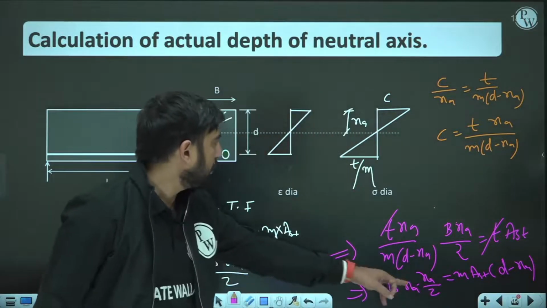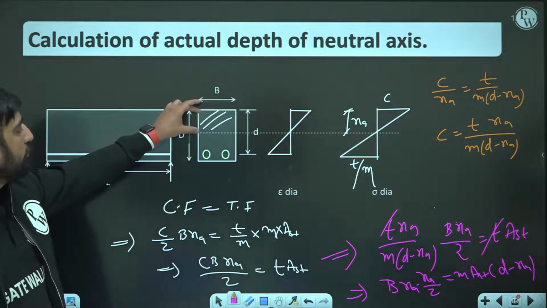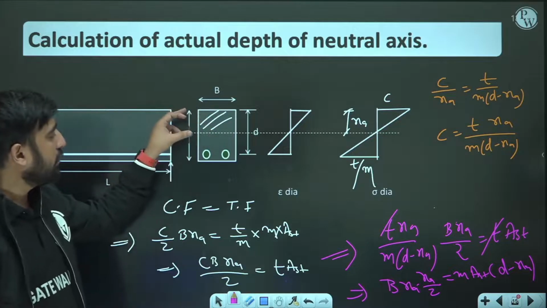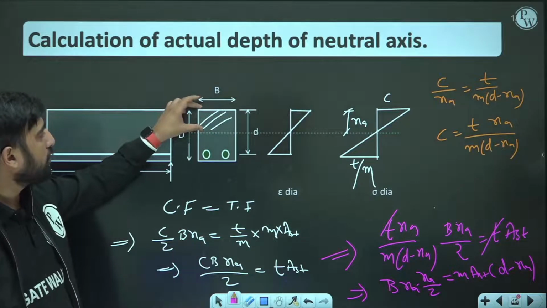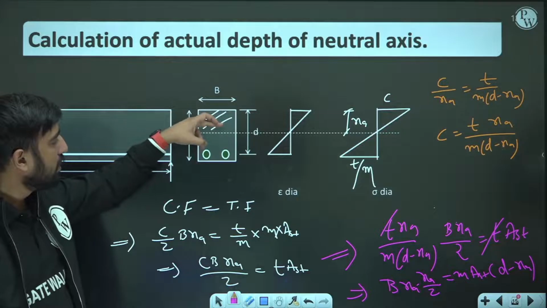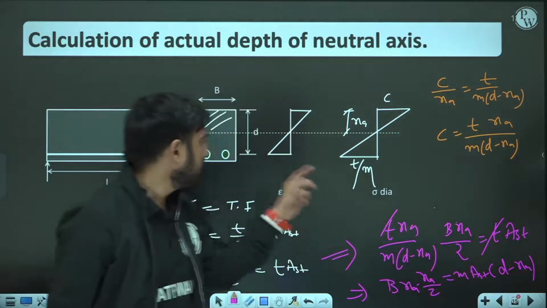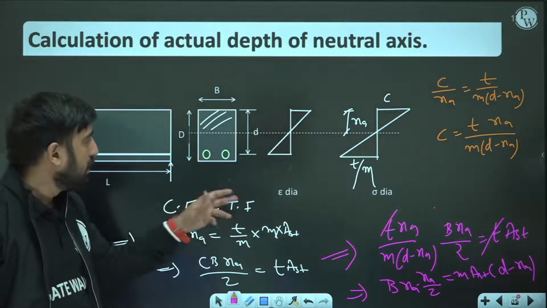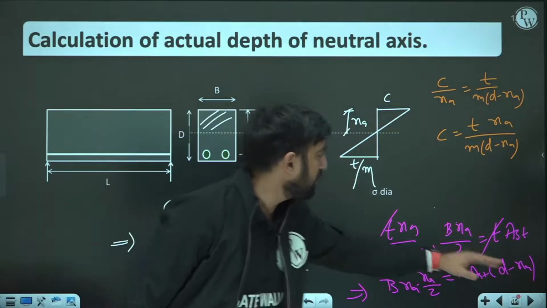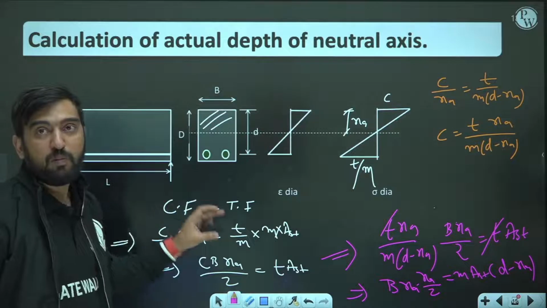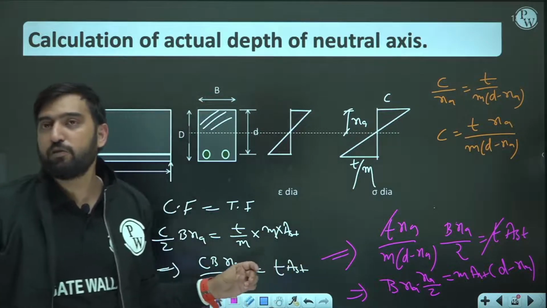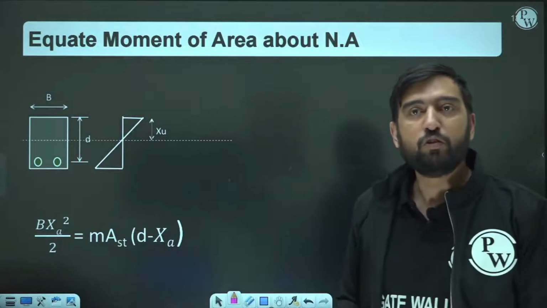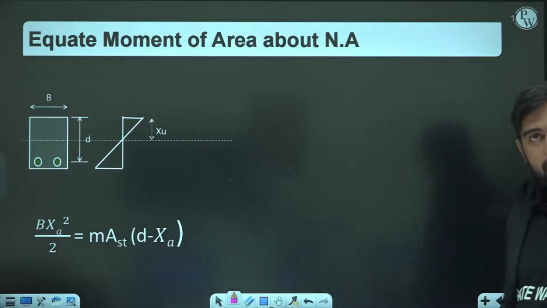What is B into XA? It is the area of the compressive zone. What is XA by 2? B XA into XA by 2 is the moment of compressive area about the neutral axis. Similarly, what is M times AST? It is the net concrete in the tension zone, which is the converted concrete. And what is the lever arm for that about the neutral axis? It is D minus XA. So it means in working stress method, if you equate the moment of area about the neutral axis, you will get the exact value of the neutral axis.